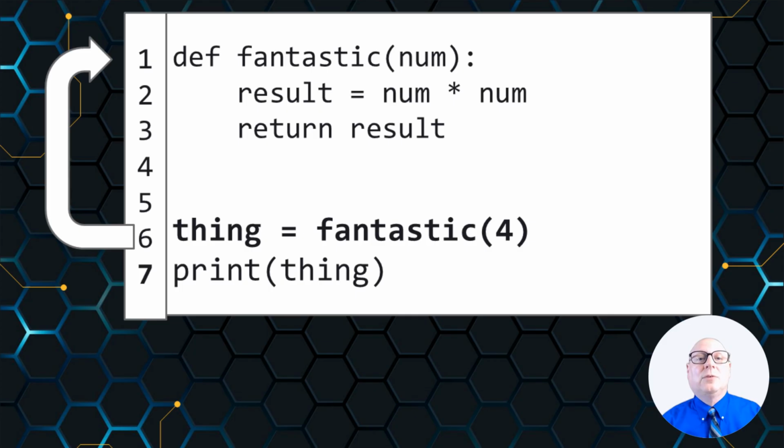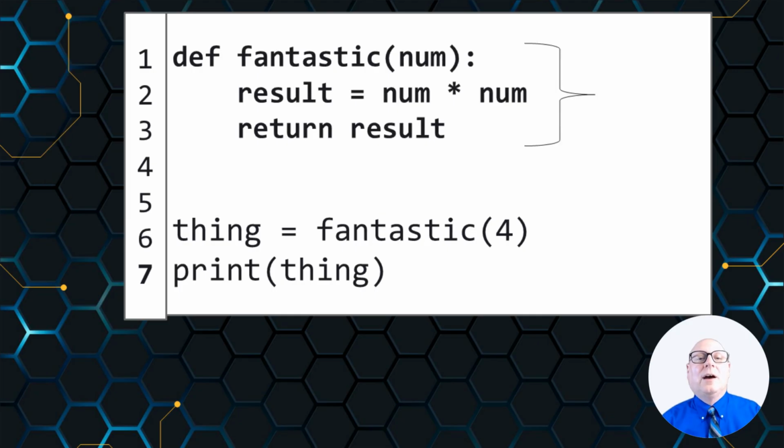In this code, the function is stored in memory, but this code does not start working until line 6. On line 6, the variable thing will store the value from the function fantastic. To get that answer, fantastic must be run. The code jumps up to line 1, taking with it the integer 4. The function now has the value 4 stored into a variable named num.